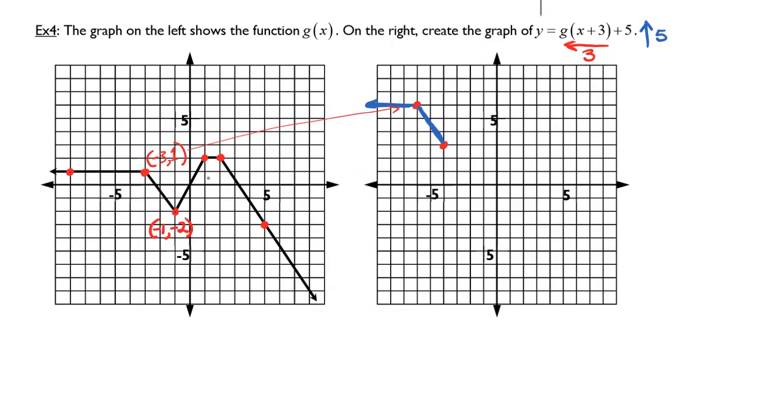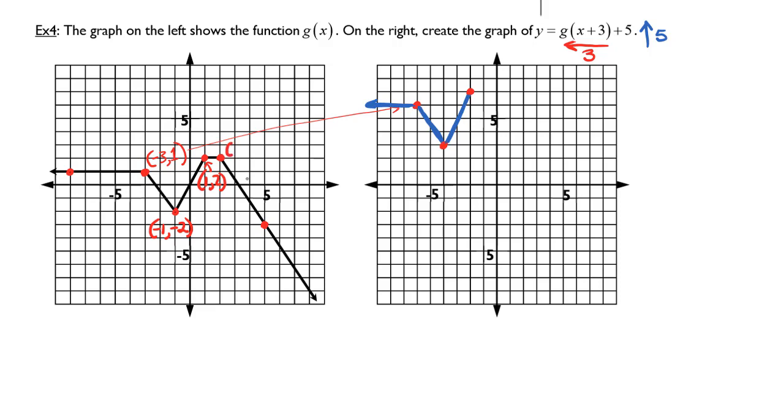Our next coordinate point is the point 1, 2. I'm going to shift it to the left 3 places, 3 units. So subtract 3 from 1, that will be -2, and then add 5 to 2, that will be 7. Connecting that dot gives me the next piece of my transformation.